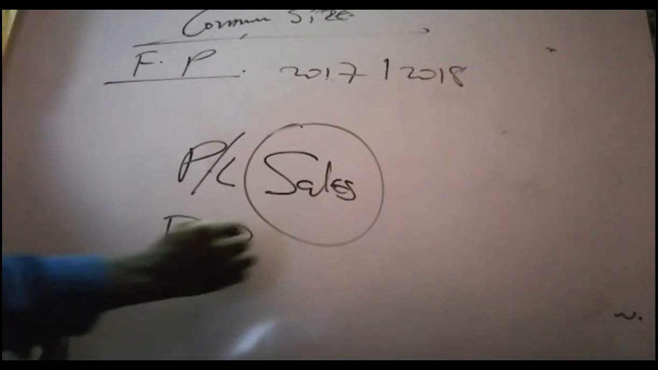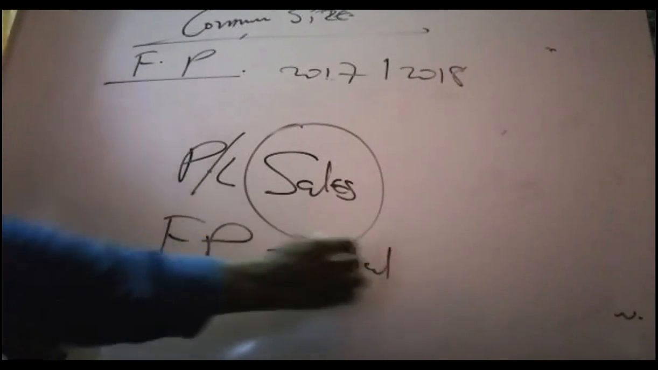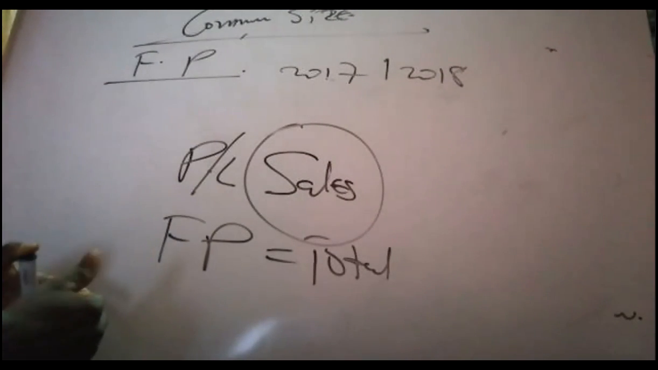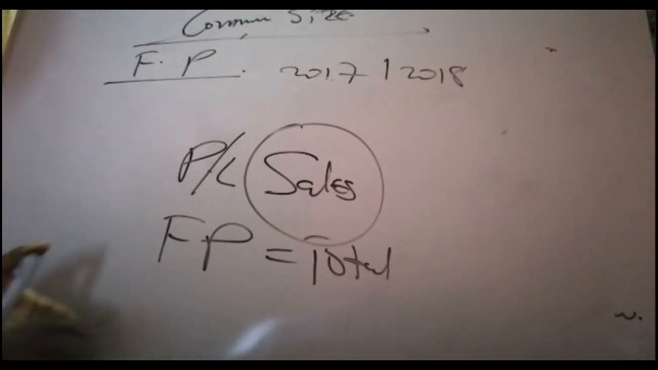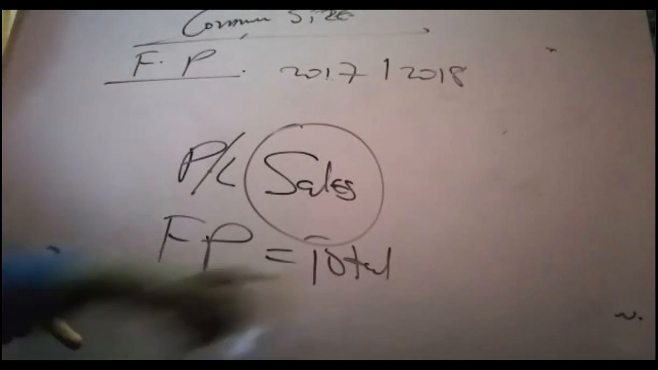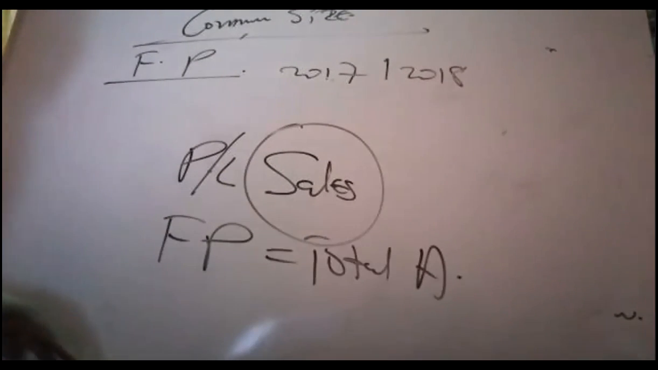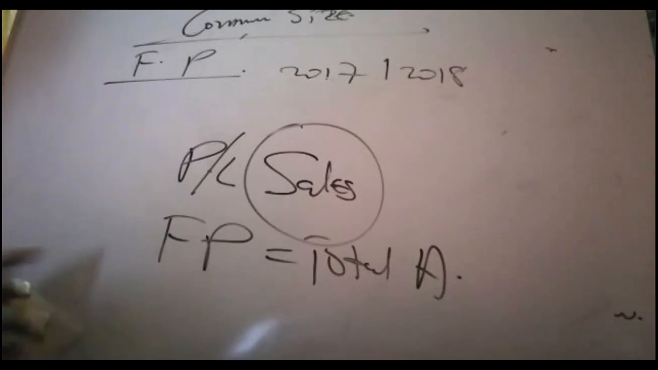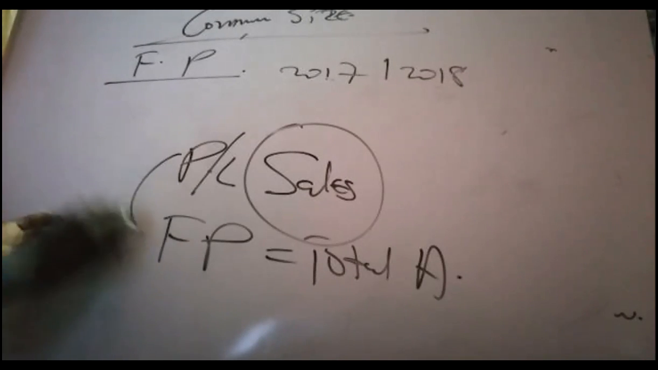In fact, the common base has already been identified. If it is profit and loss, choose the sales revenue. That's the common base for P&L. If it is financial position, the common base is total assets. If it is cash flow, the common base is total cash inflow. But these are the two popular ones.